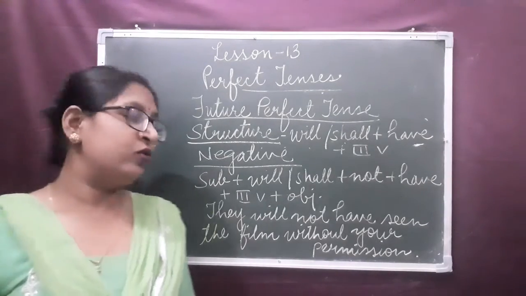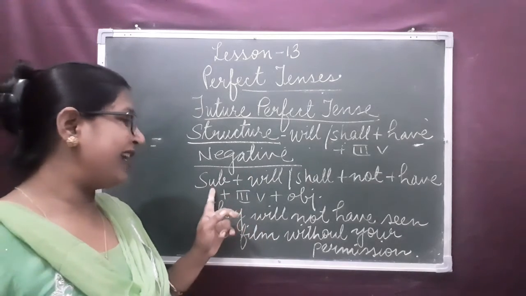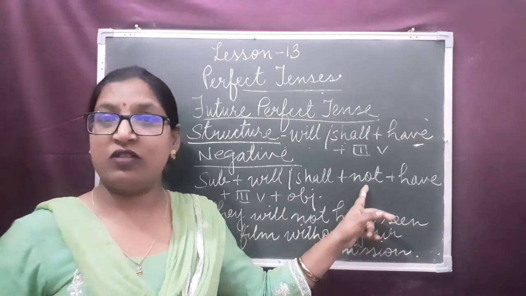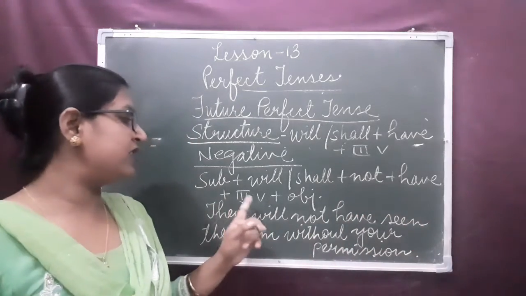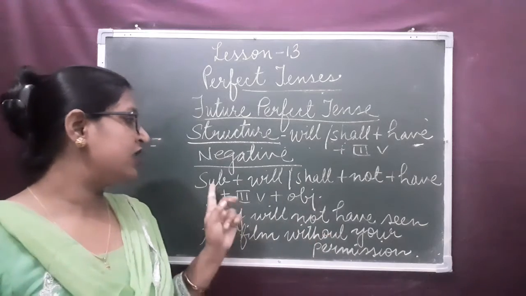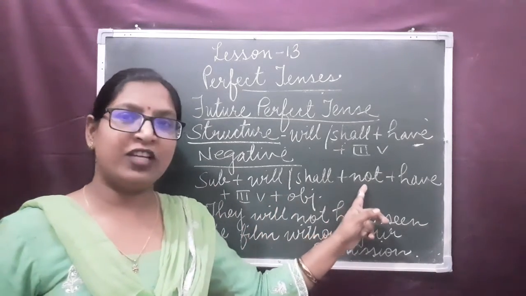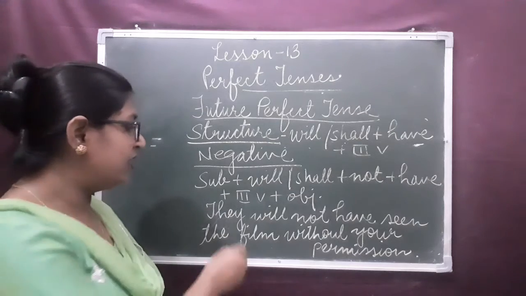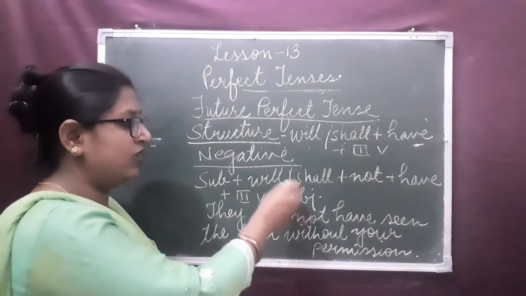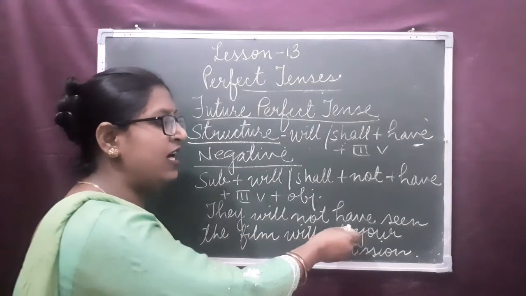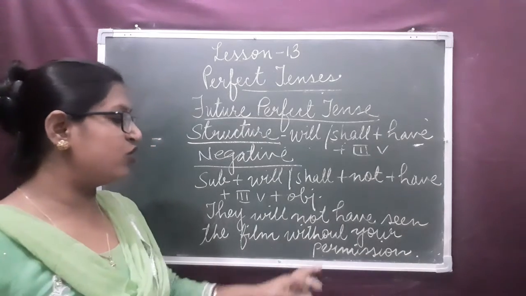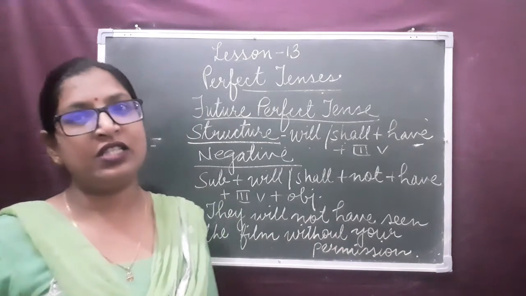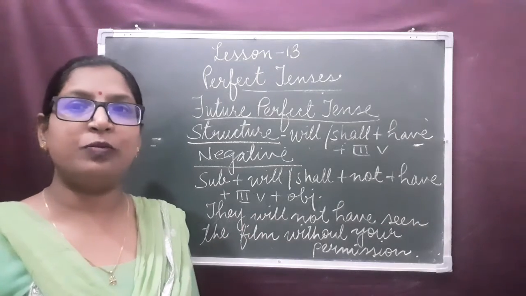Now look at the board. How to make a negative sentence. We write the subject plus the modal auxiliary will or shall plus not, the word of negation, plus have plus third form of the verb plus object or the complement. Subject, modal auxiliary, word of negation, have plus third form of the verb and then the object or the complement. Let's see the example. They is the subject. Will, modal auxiliary. Not, word of negation. Have seen, seen is the third form of the verb. The film without your permission. They will not have seen the film without your permission. This is the negative sentence in future perfect tense.